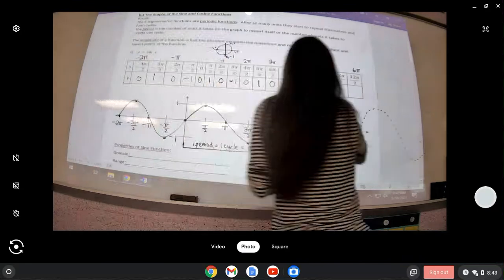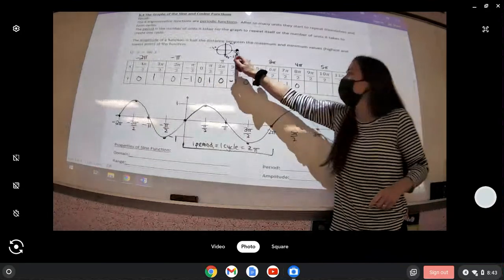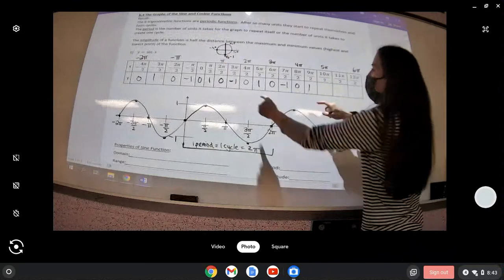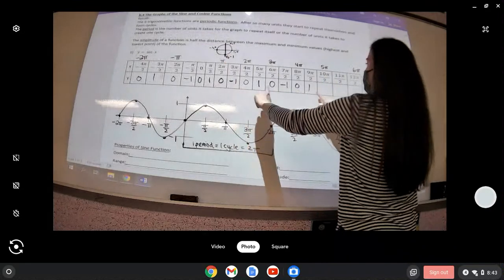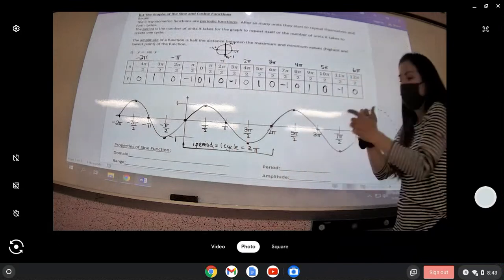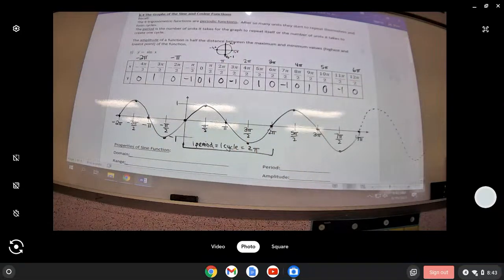So again, if this is my 8 pi over 2, 9 pi over 2 is 1, right? So 0, 1, 0, -1, and then 0. You shouldn't need to plug them in anymore. You should see the pattern of your outputs.